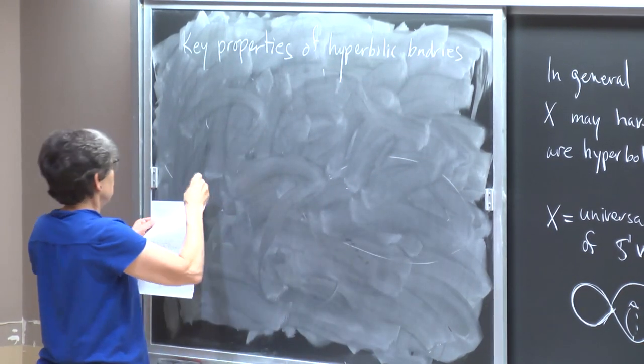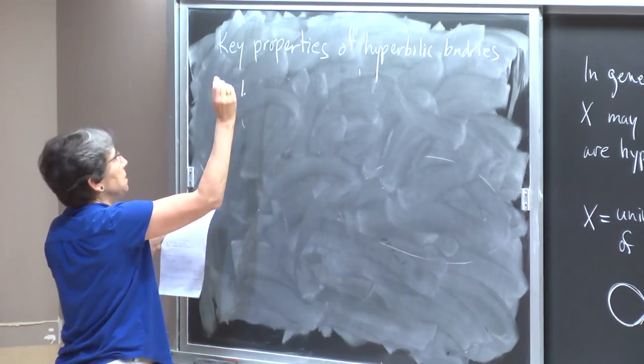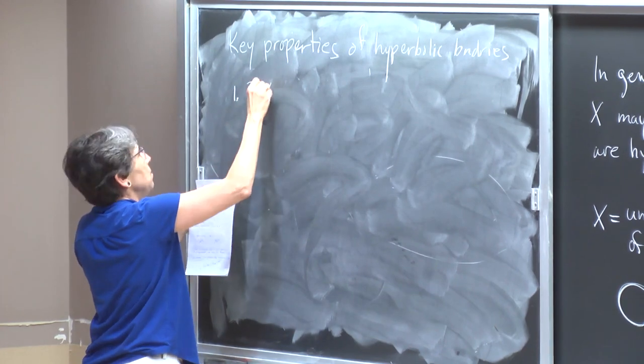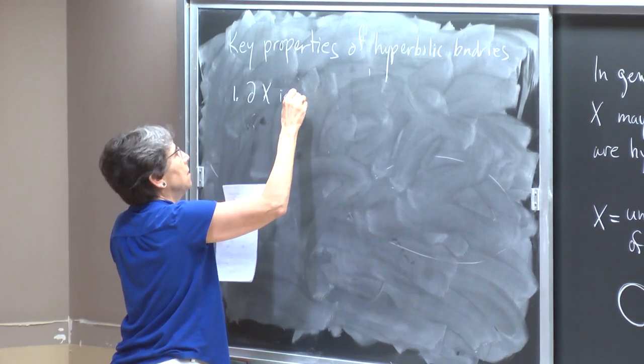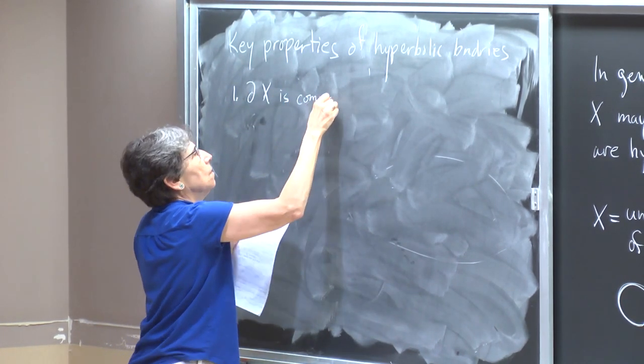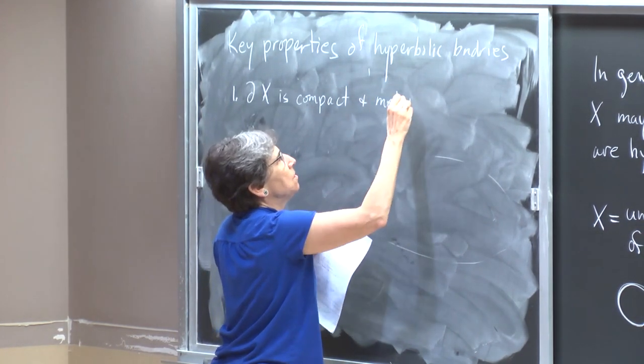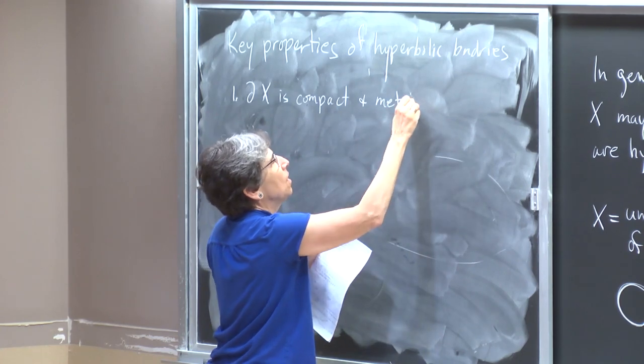All right, I'll just do a quick list. So I'm assuming my space is hyperbolic and I've taken its boundary. Here's one: the boundary of X is compact and metrizable. In fact, it has a very natural metric on it, which I'll draw a picture of in a minute.